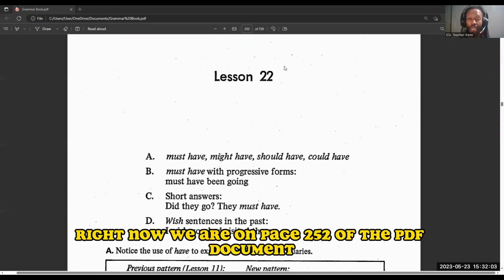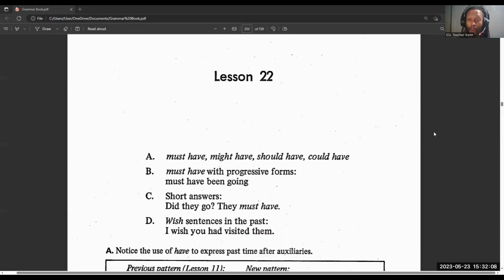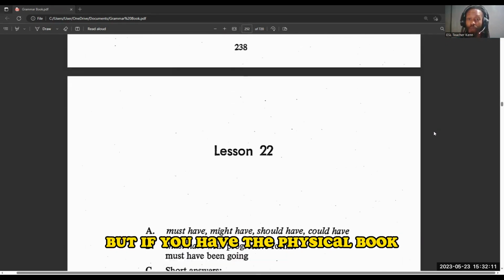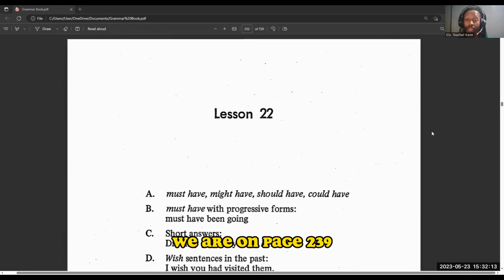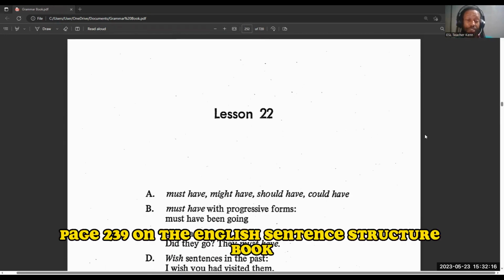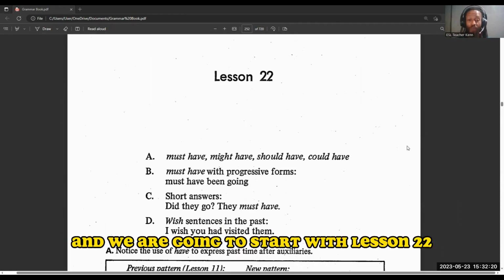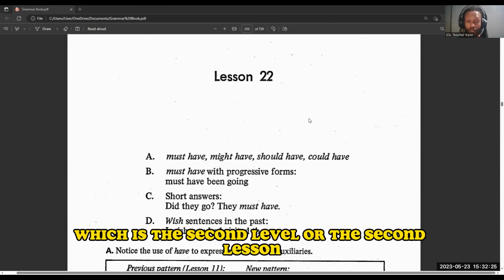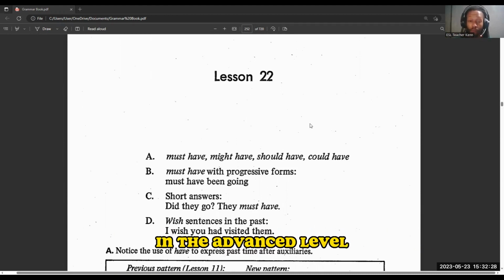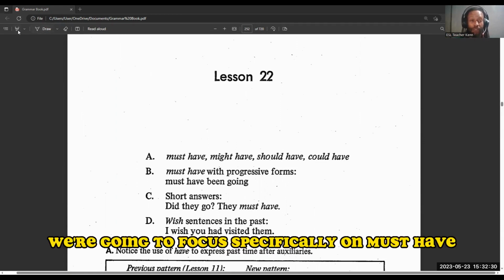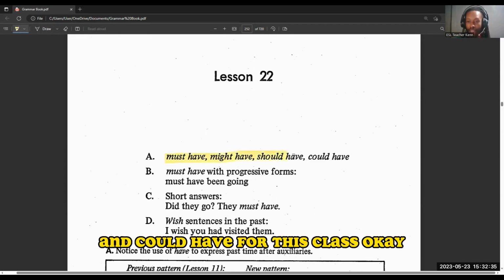Right now we are on page 252 of the PDF document. But if you have the physical book, we are on page 239. Page 239 on the English sentence structure book. And we are going to start with lesson 22, which is the second lesson in the advanced level. We're going to focus specifically on must have, might have, should have, and could have for this class.